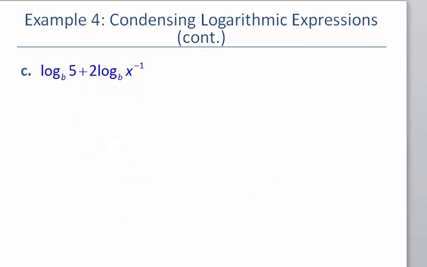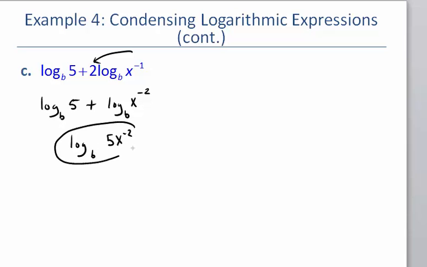All right, and our last one says log base b of 5 plus 2 log base b of x to the negative 1. Again, here's a power that got brought down. So our first step is to take that number in the front, that 2, and move it up. So when you move that 2 up, 2 times negative 1 is going to make a negative 2. Now you see that you have a plus in between your logs, which you know makes multiplication. So we'll put those two together as one log, making it 5 times x to the negative 2.